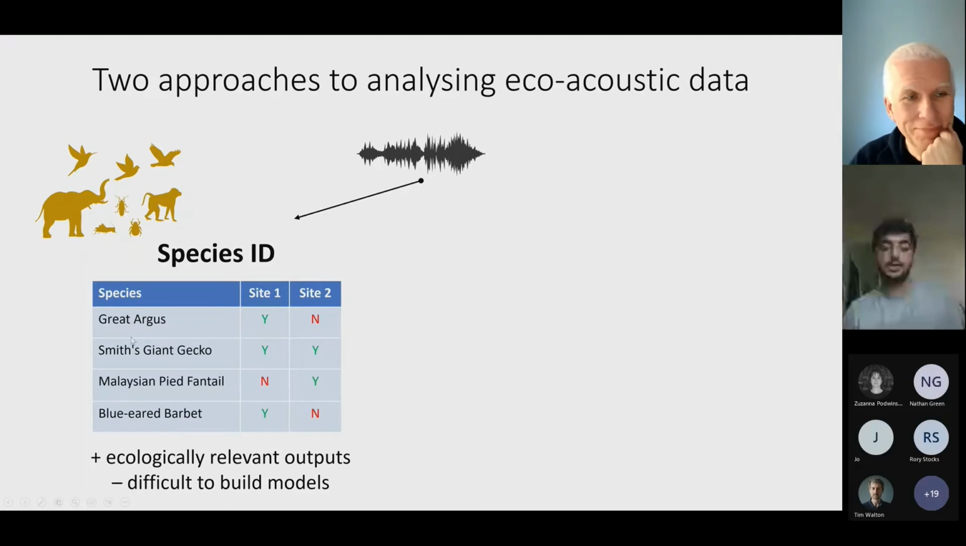And you can do this for a bird, great argus, but you can do it for geckos and whatever, right? A whole load of species make stereotyped calls.